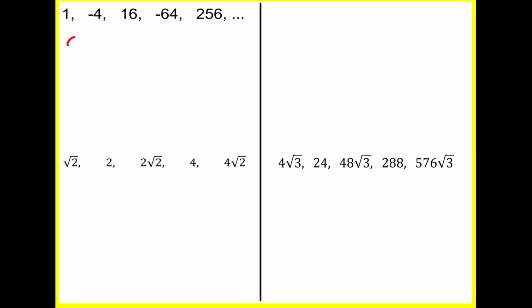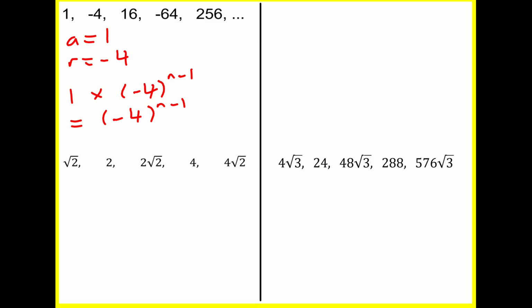Right here, a is equal to 1, r is equal to minus 4. So it's going to be 1 times, now I need that minus 4 in a bracket, to the power of n minus 1. And actually, I think that's just the answer. You now leave it inside the bracket. Not much more I can do. That's the answer.